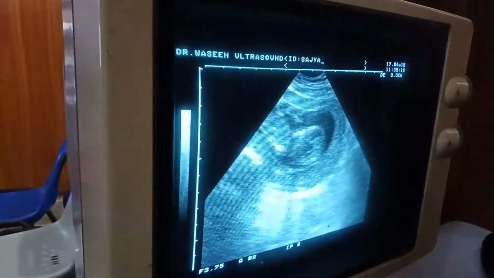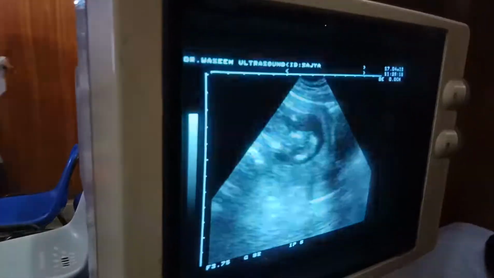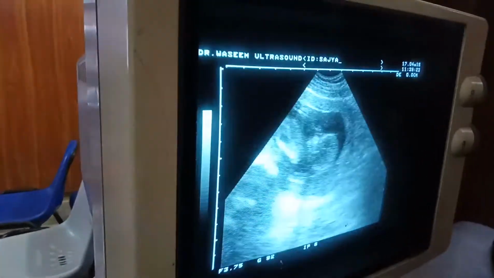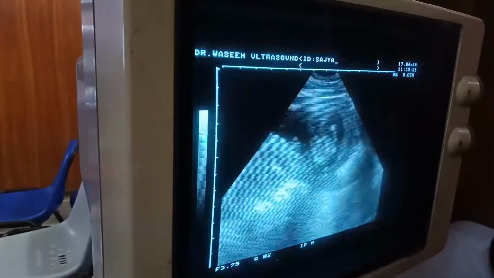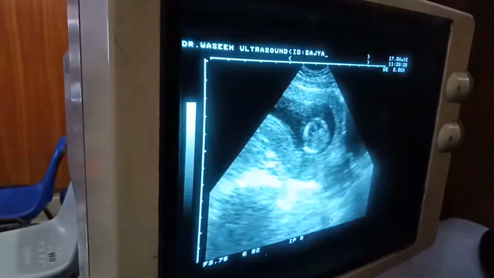Now, at this stage we can also take the measurement of fetal age from the BPD also, because by this time, by 12 or 13 weeks, you can also get the BPD. You can take by both. You can take here, it is, yes.